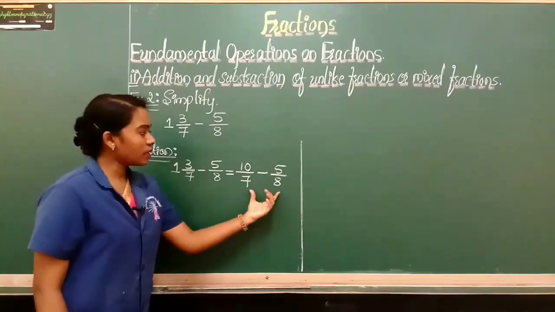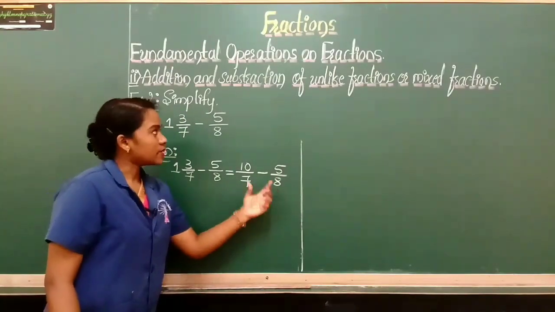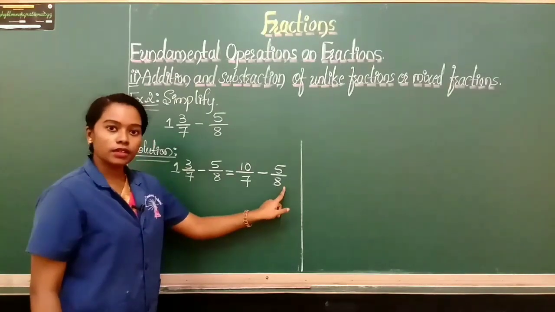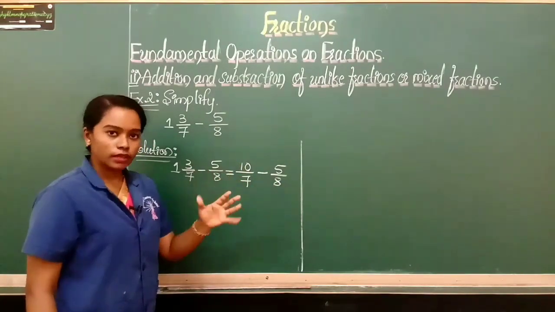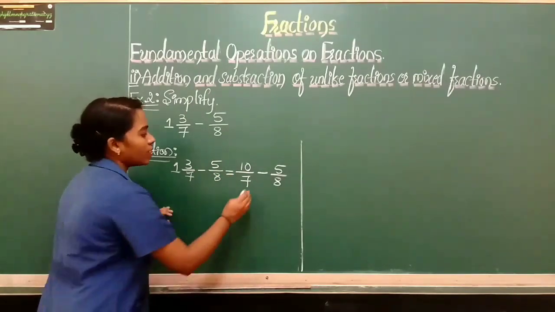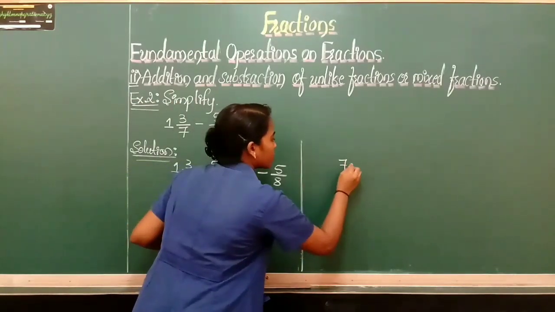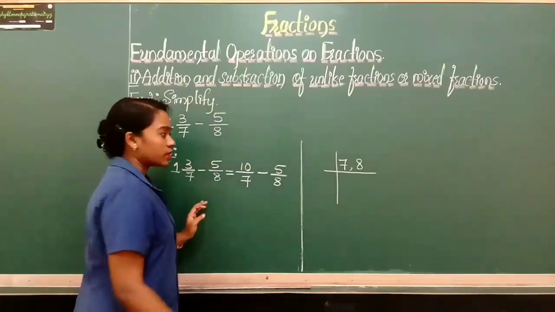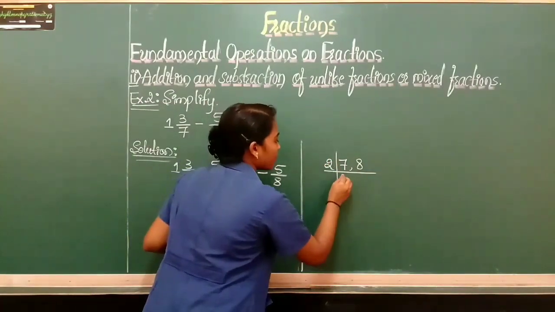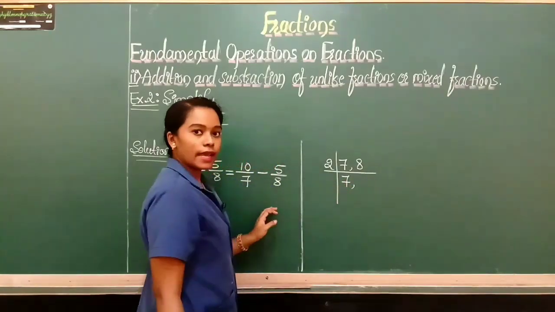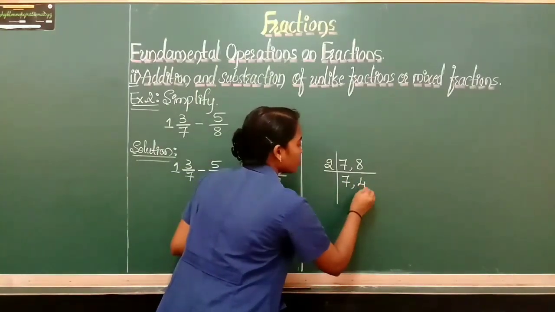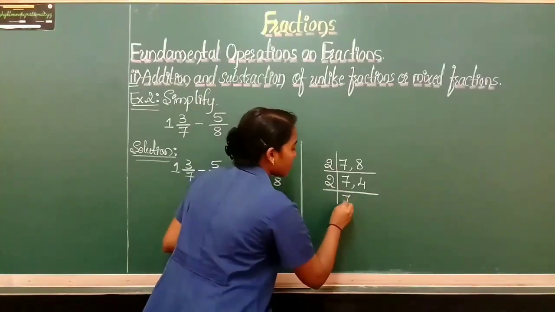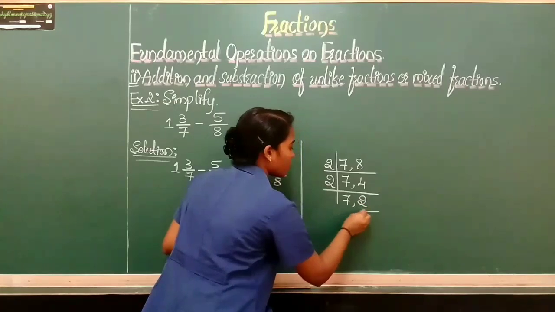Now, what is your next step? These are unlike fractions. Denominators are different. Now you have to convert them into like fractions. Find the LCM of the denominators 7 and 8. Start with 2. 7 is not divisible by 2. Write it as it is. 2 4s are 8. Take again 2. 7. 2 2s are 4.